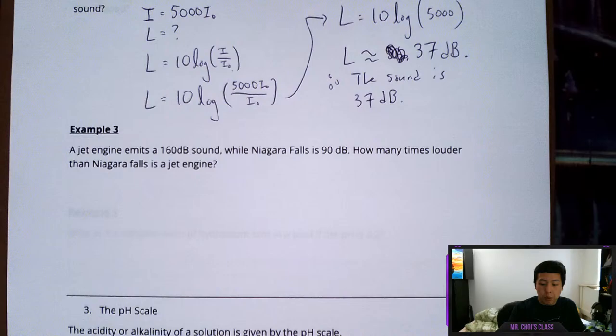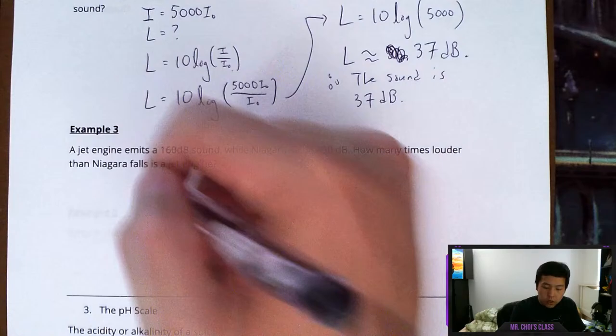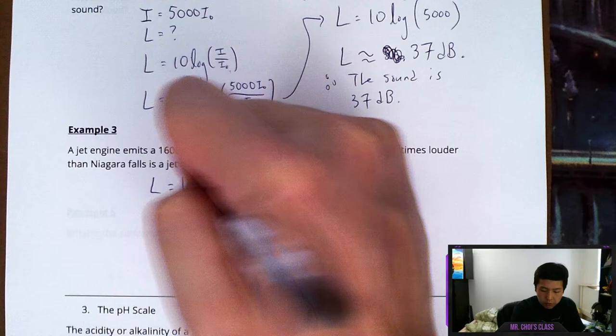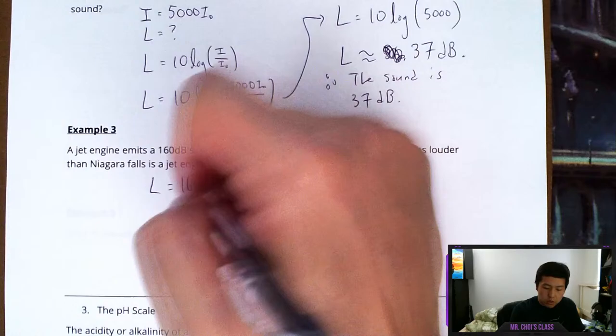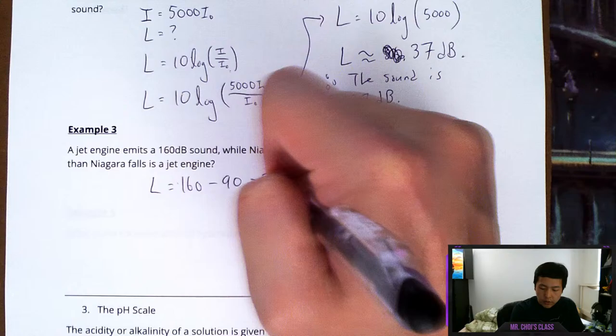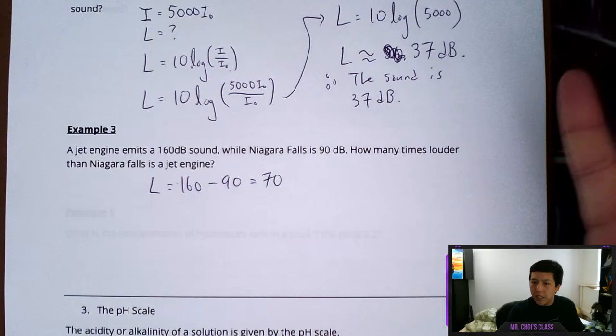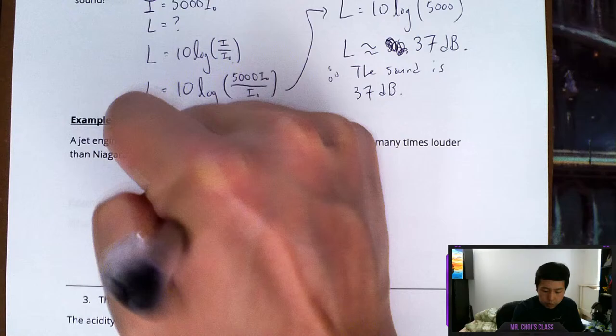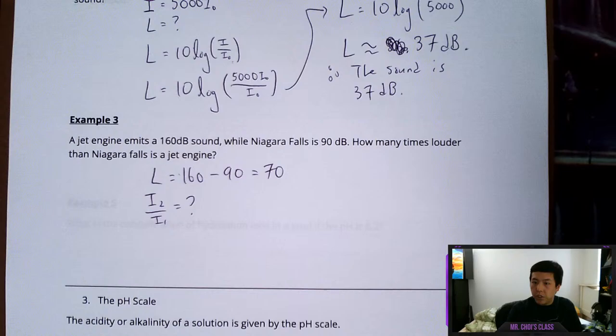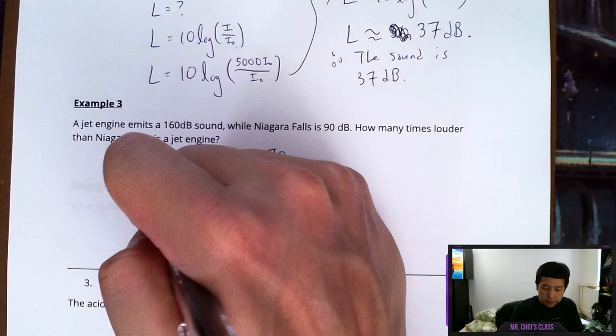That's not too bad. So when we compare, we're going to get that L is going to be the difference between 160 and 90. So we're comparing these two sounds, right? 160 minus 90. So we're going to get L is equal to 70, right? So we're working with a 70 decibel difference. We are trying to find I2 over I1, right? The difference, how much louder is the sound of a jet engine in comparison to Niagara Falls. And so when we plug it into our formula, we're going to write our formula down.